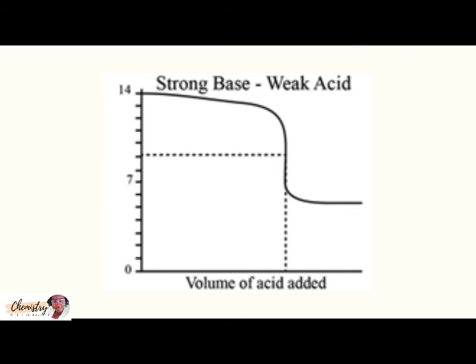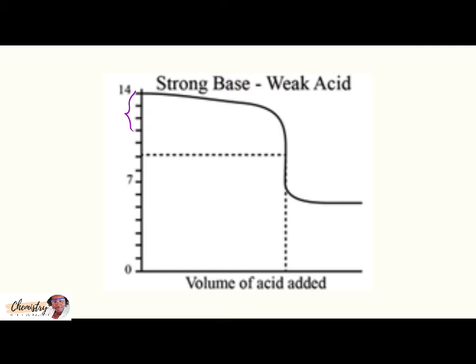Next, we'll look at a titration curve for a strong base with a weak acid. Now again, we're starting with a strong base. Picture in our conical flask, we'll have some sodium hydroxide. And to that, we're adding a weak acid. Let's say some vinegar, some ethanoic acid. Because we're starting with a strong base, the pH that we start with when we're doing our sketch, again, must be anywhere from 11 to 14.